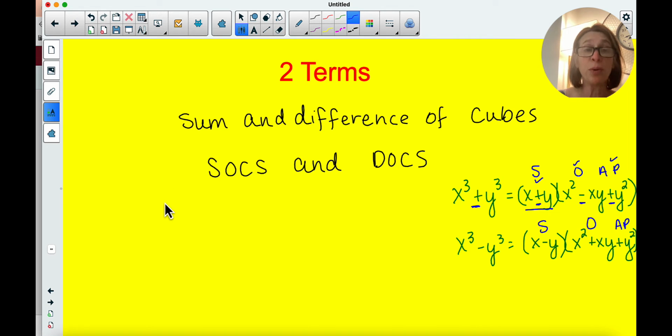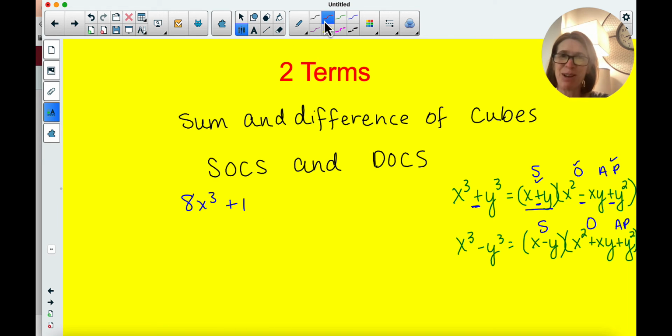All right, so how do we work with that? Let's look at it. I'll give you something like, how about 8x cubed plus 1? I can see, number one, there's no GCF, because that's what I would do first. Then I count the terms. It's got 2. Is it DOTS? Not DOTS, because it's not perfect squares and it's not subtraction. So looking at it, are they all cubes? And they are. So it's the sum of cubes.